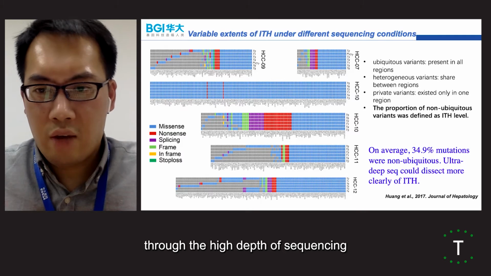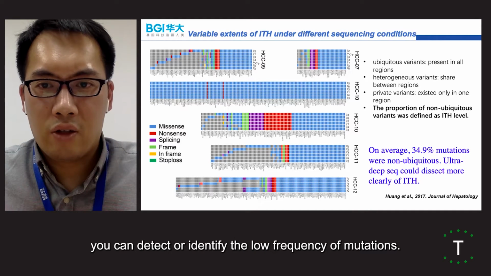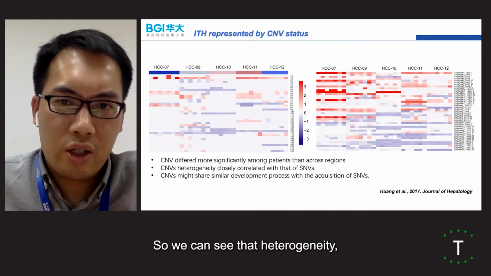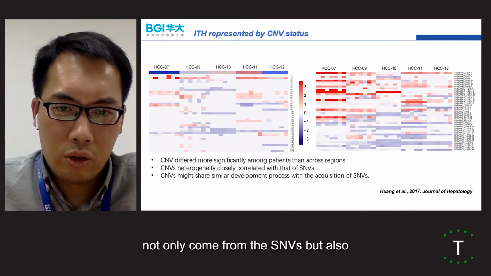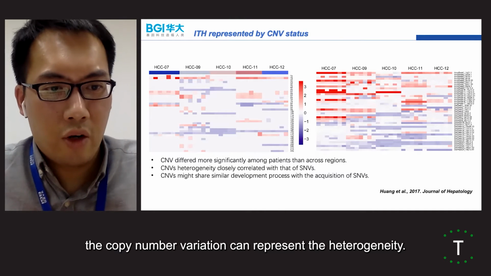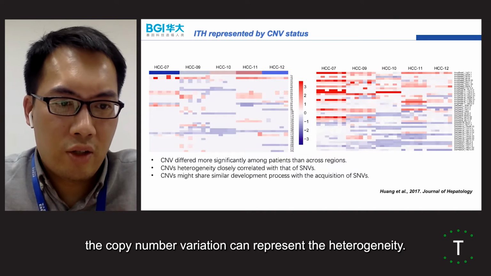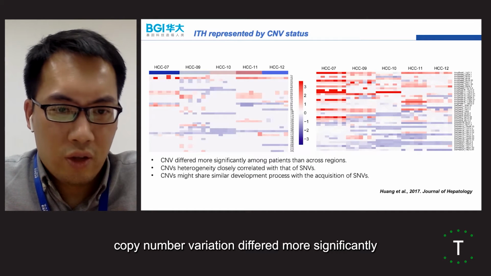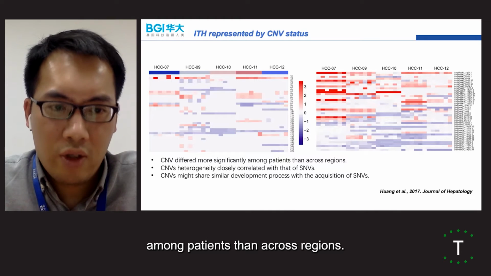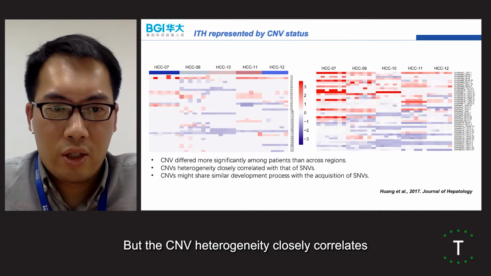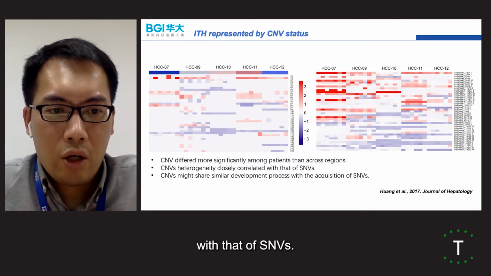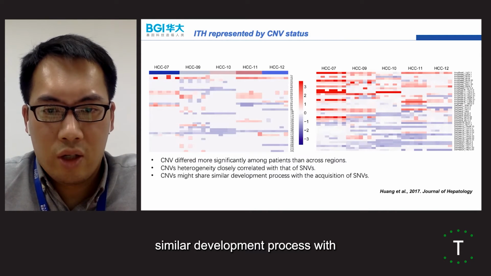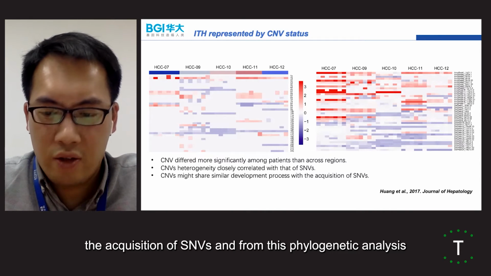So we can see that ultra-deep sequencing can help us dissect the heterogeneity more clearly, because only through high-depth sequencing can you identify low-frequency mutations. The heterogeneity comes not only from SNVs, but copy number variation can also represent heterogeneity. From this analysis, we can see that copy number variation differs more significantly among patients than across regions, but the CNV heterogeneity closely correlates with that of SNVs.